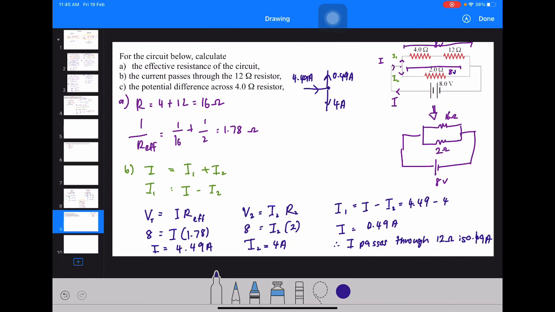Okay, why is it 0.49? As long as it doesn't make any junction, the current will remain the same. So I1 is the I that goes through the 4 and the 12. It's basically the same I.